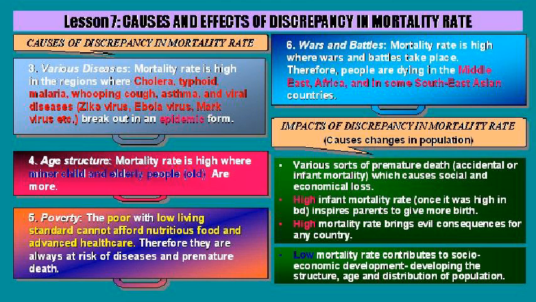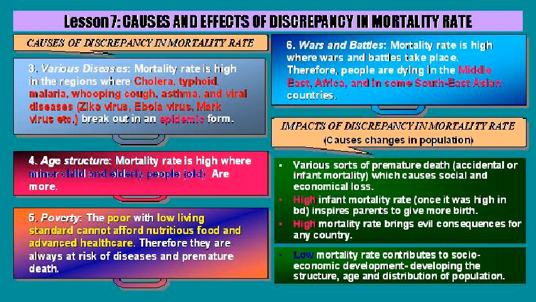And then the last one is wars and battles. Mortality rate is high where wars and battles take place. Therefore, people are dying in the Middle East, Africa, and in some Southeast Asian countries. Well, now, impacts of discrepancy in mortality rate.